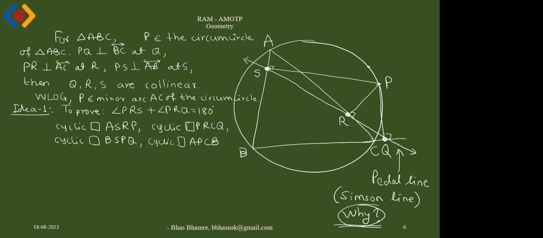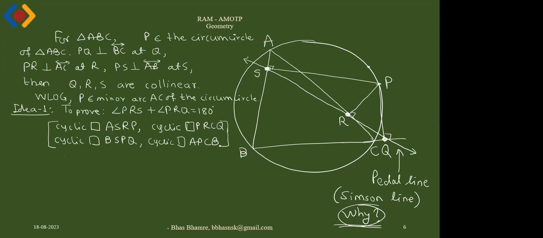Okay, so many cyclic quadrilaterals are there. Now you try to do some angle chasing in that. I am not going to give the whole idea. I just mentioned the names of these cyclic quadrilaterals. If there are others, you can find them and get the proof for this.